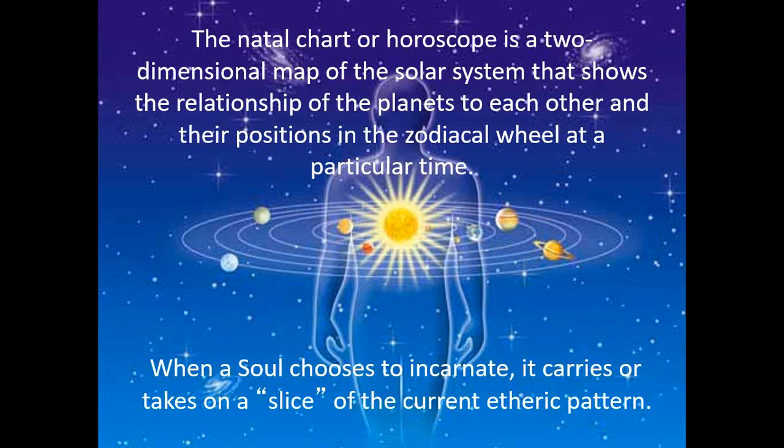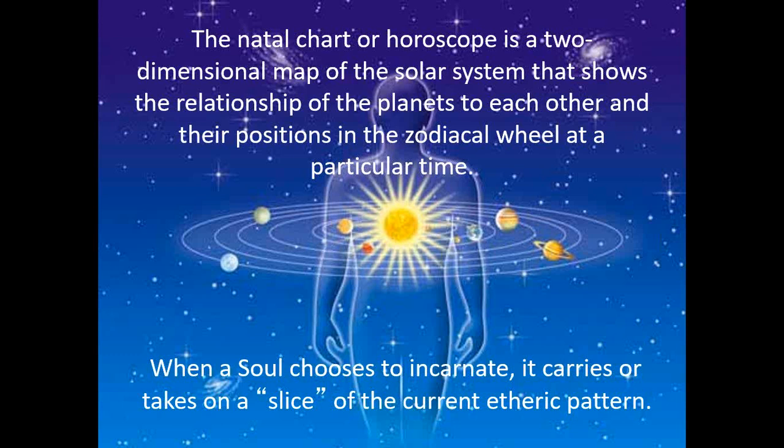So the natal chart or horoscope is two-dimensional. It's a map of the solar system that shows the relationship of the planets to each other and their positions in the zodiacal wheel at a particular time. And that's why it's very important to know the time of birth, because it identifies that particular time when things were in the sky in a particular way. And of course, it gives us our ascendant and it orients the entire chart. So knowing the time we were born in our esoteric astrology is very important.